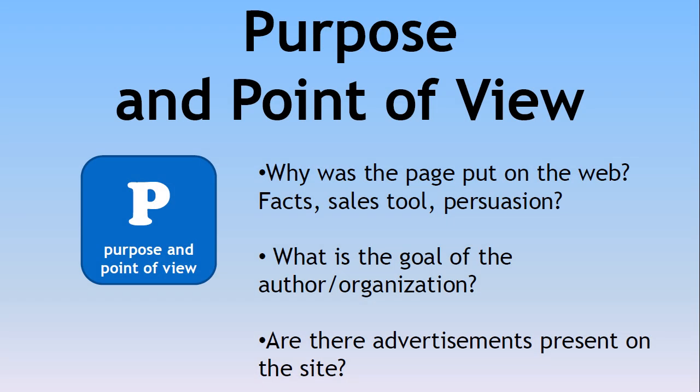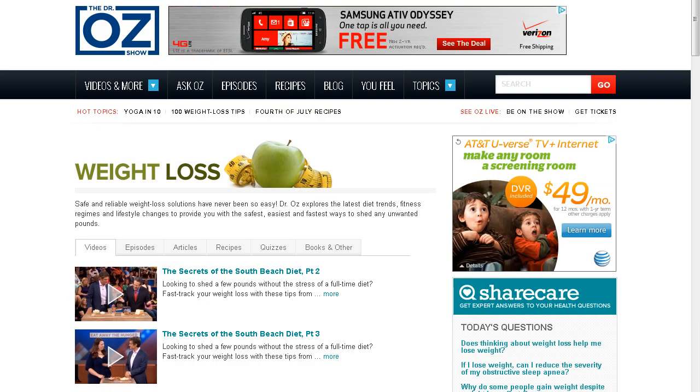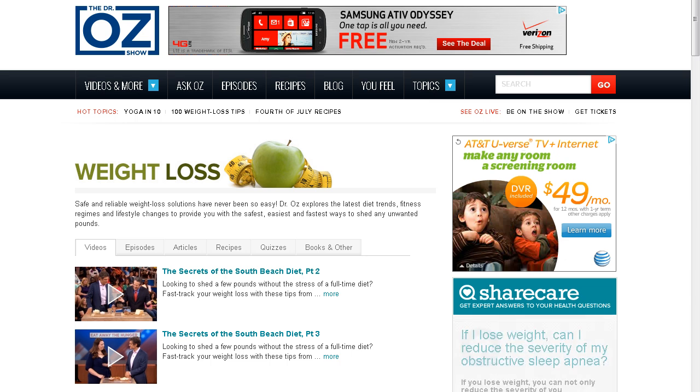Step 6. Consideration of the author's purpose and point of view is also important in evaluating a source. What is the author's or organization's goal in publishing the information? Is the goal to present facts, sell a product, or persuade an audience? Additionally, consider whether any ads present detract from the content. Is this site's purpose merely to inform or to sell a specific diet?